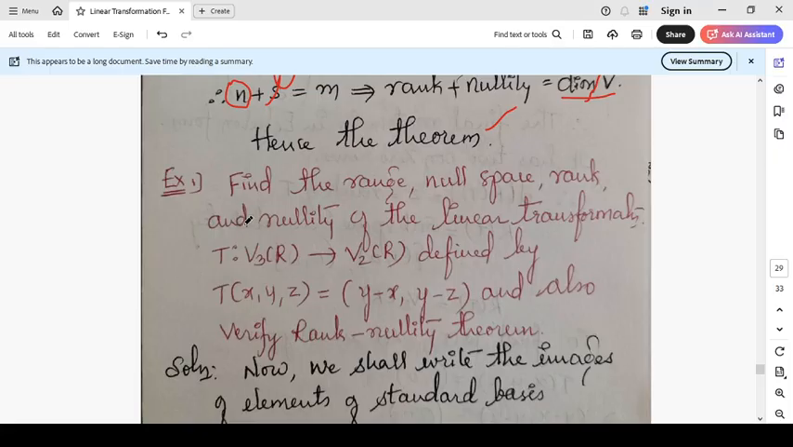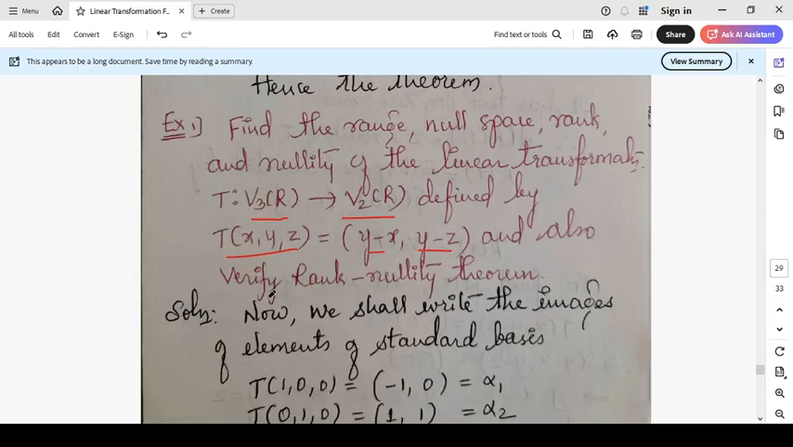So let us observe the example. Find the range, null space, rank and nullity of the linear transformation T from V3 of R to V2 of R, defined by T of xyz is equal to y minus x, y minus z, and also verify the rank nullity theorem. Okay, we need to find first the range of the linear transformation, the null space of the linear transformation, and the rank and nullity of the linear transformation.